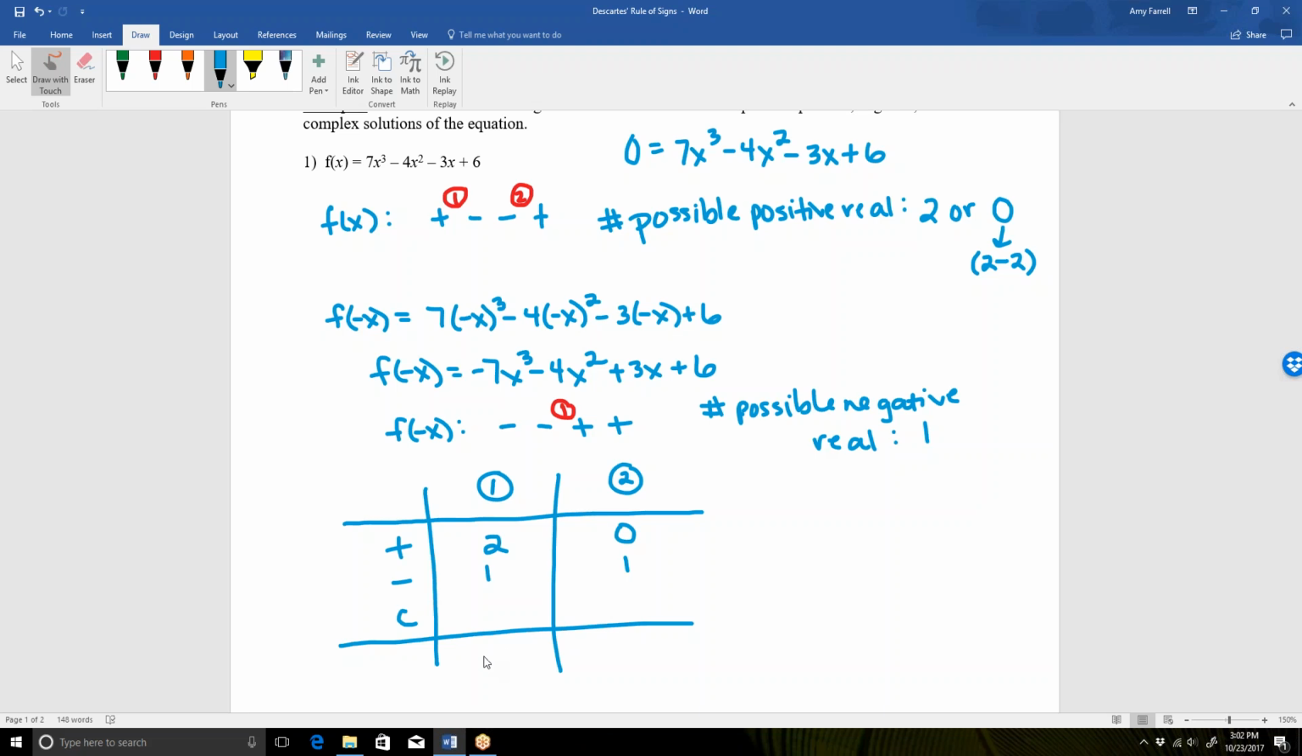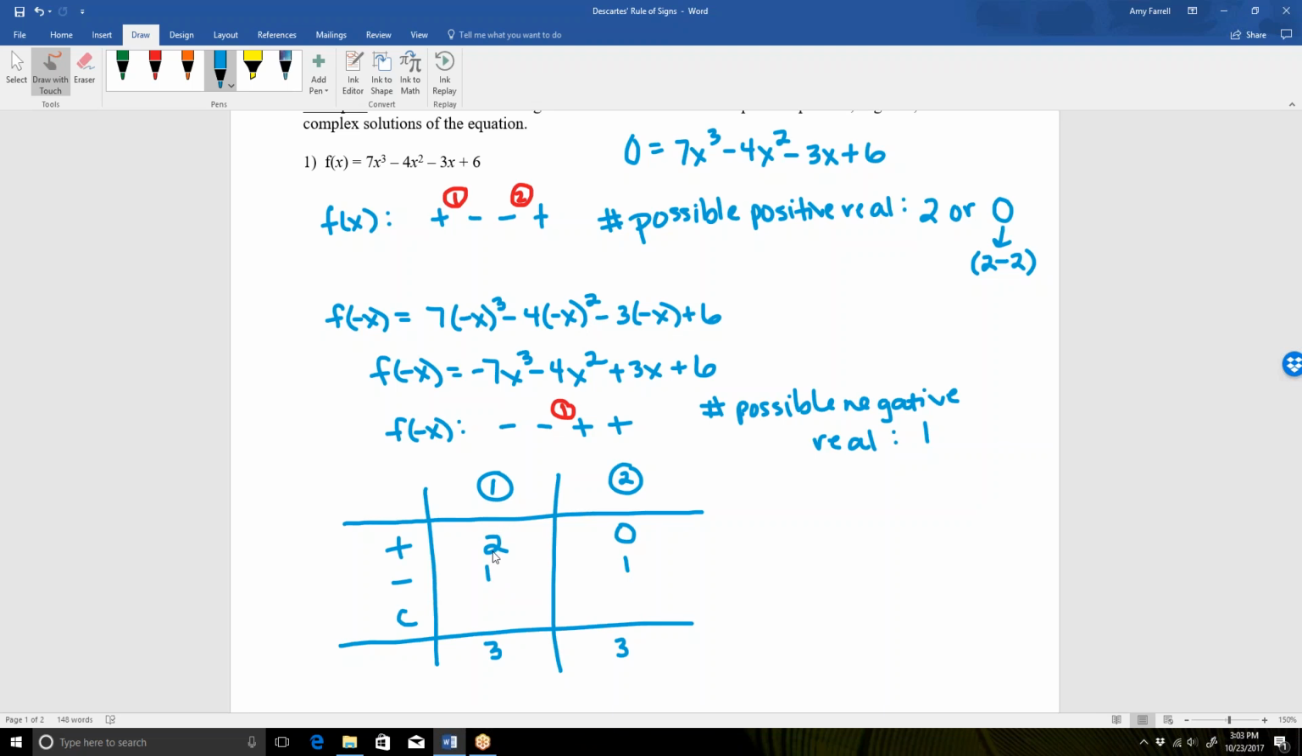Now, to figure out the possible number of complex, we have to look at the degree of the function. The degree is 3. So I know that the total here needs to be 3. We've seen that the number of zeros or solutions is equal to the degree. Now, sometimes we have double roots, which is a whole other topic, I guess, not concept. But I do know that the total has to be 3. Total is going to be the same as the degree, as long as you take multiplicity into consideration.